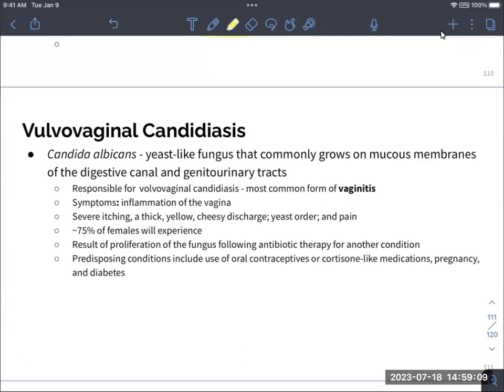Candida albicans. This is a yeast that lives in that vaginal canal. This yeast is a fungus, and it starts to grow out of control. Vulvovaginal candidiasis is the most common form of vaginitis. So you get inflammation of the vagina, you get itching, a yellow, cheesy kind of discharge. You get this yeast odor. It can be very painful. Most women will experience it in their lifetime.